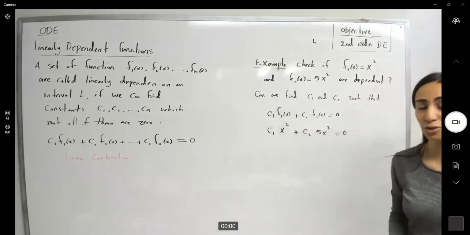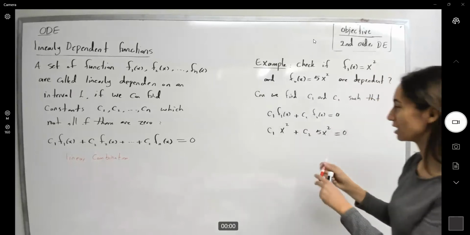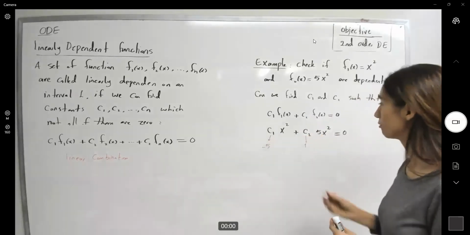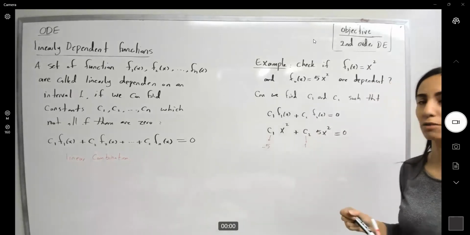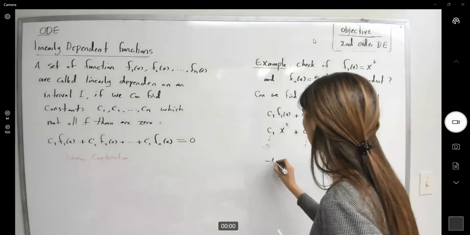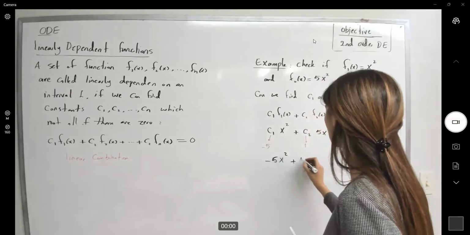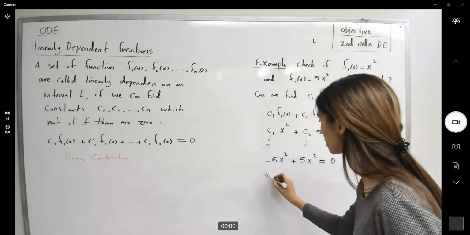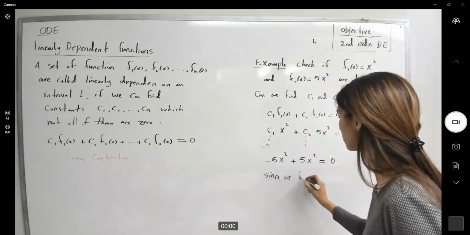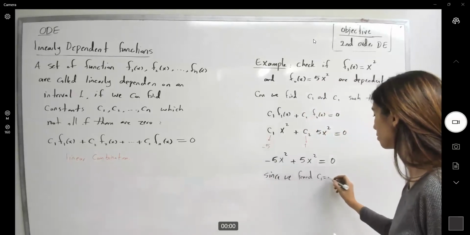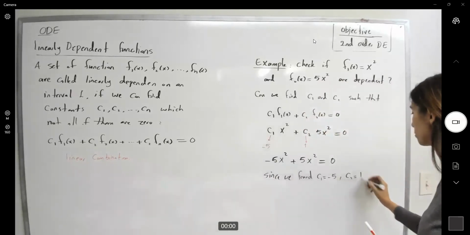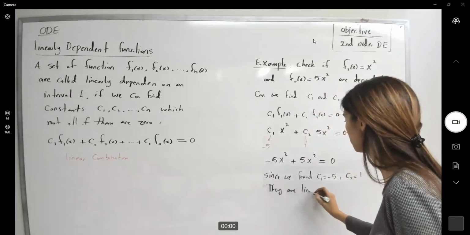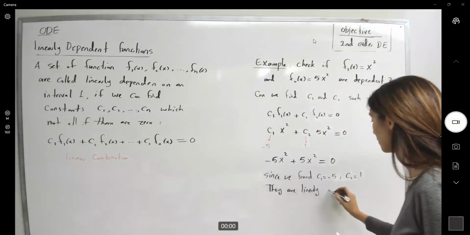This is simple algebra. Of course, if I plug in -5 for C1 and 1 for C2, these two become opposite of each other. You have -5x squared plus 5x squared, which is 0. Since we found C1 to be -5 and C2 to be 1, they are linearly dependent.